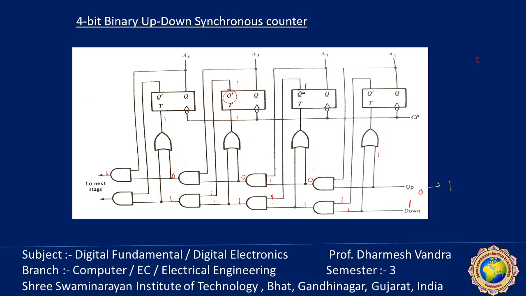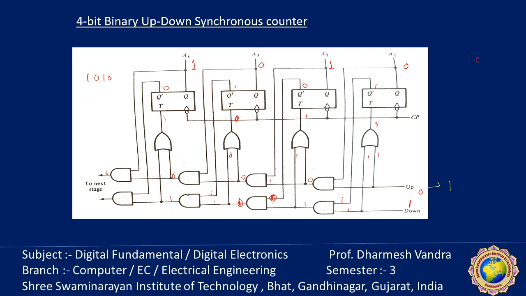Suppose my input is 1 0 1 0. So the complement is 1 here, complement is 0 here, complement is 1 here, complement is 0 here. So first, this is always 1. Now 1 is applied here, so 1 1 1. So T is 1. 0 0 is here, so output is 0 and this will become 0. So for this flip flop T is equal to 0.